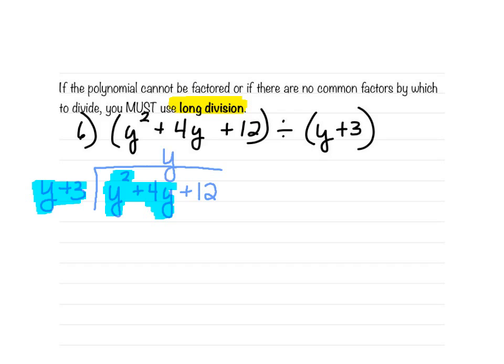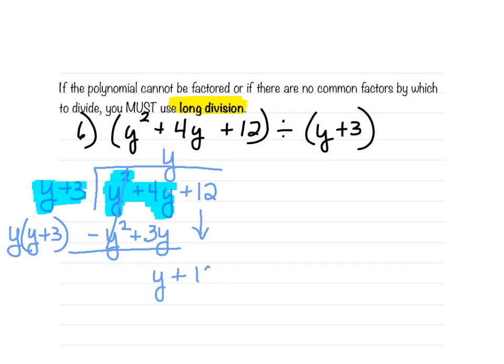Now, just like in long division, what you would do now is multiply y times y plus 3. So y times y is y squared. y times 3 is positive 3y, but because we subtract here, immediately what I'll have you do is change your signs. So y squared minus y squared cancels out. 4y plus negative 3y would give us y, and we're going to bring down the positive 12.